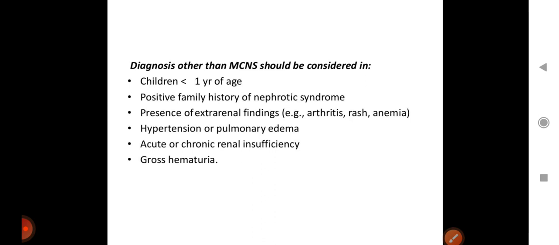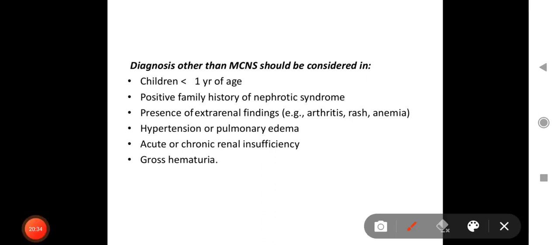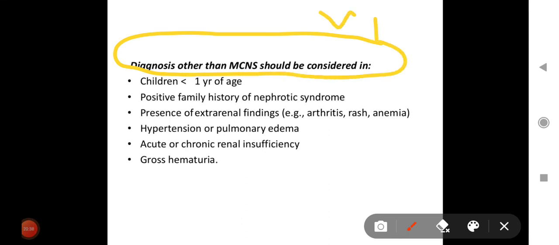Next is diagnosis other than minimal change disease should be considered. Now, what are the conditions? This is another Viva question. Just go through these. These are important points. These are the only points which are asked in short cases. Quick questions and quick response should be there.